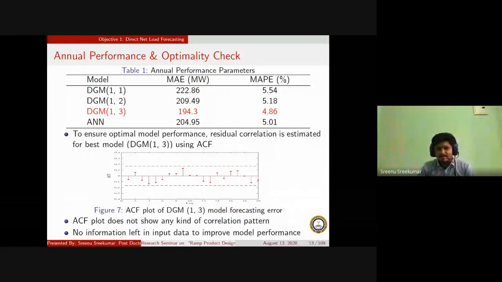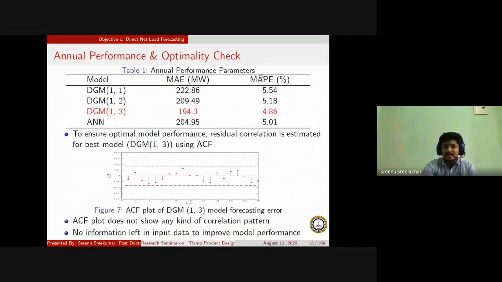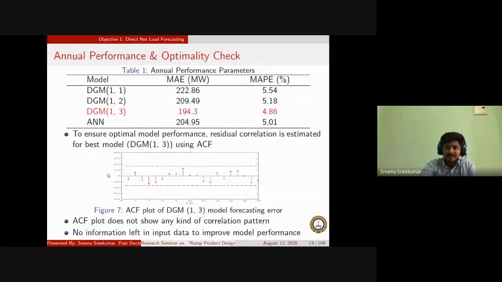And if we summarize the first objective, you can see that the maximum MAPE is 5.54. That means almost all these models are showing accuracy above 94%. That is highly accurate because it includes uncertain variables such as load and wind. And the addition of previous year similar data helps to improve the accuracy, which we can observe from DGM11 to DGM12 and DGM12 to DGM13. Forecasting performance is improving here.